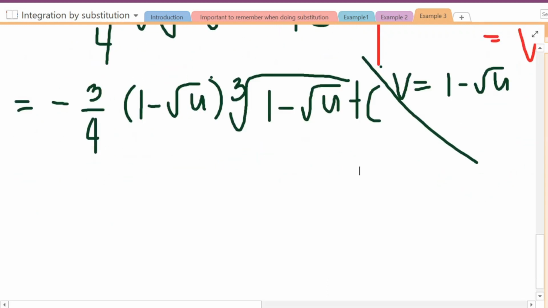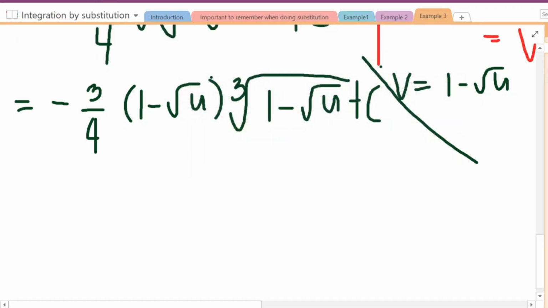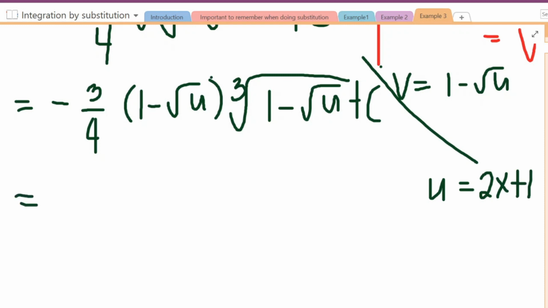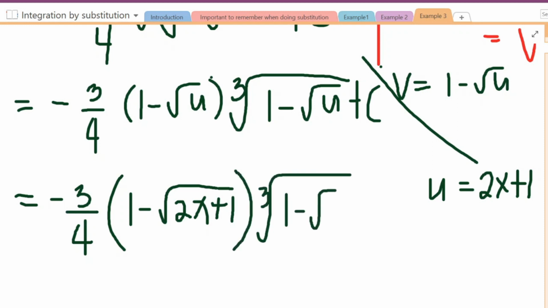And then from variable u, we change it back to our original variable x. Remember again that u is equal to 2x plus 1. Our final answer then is negative 3/4 times 1 minus square root of 2x plus 1, cube root of 1 minus square root of 2x plus 1, plus c.